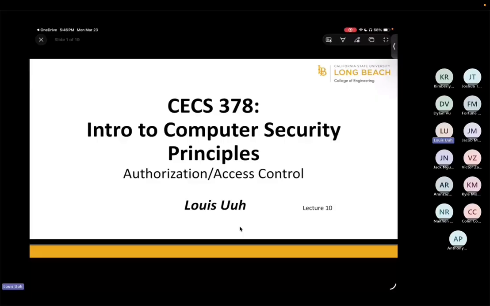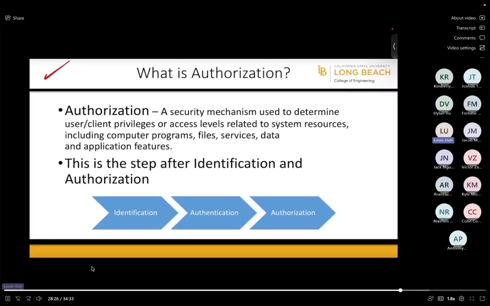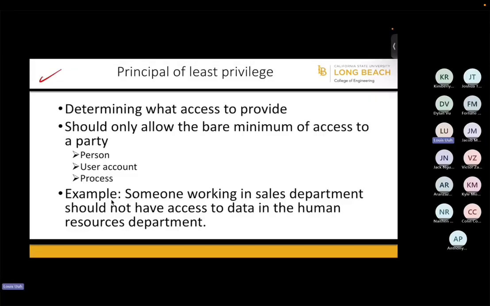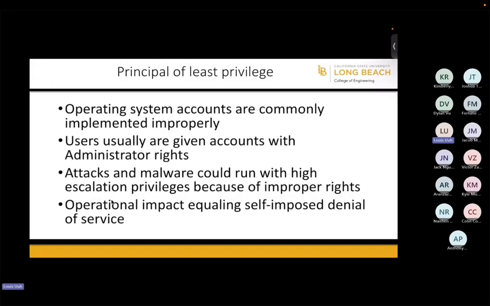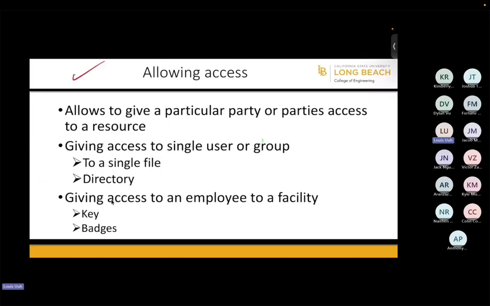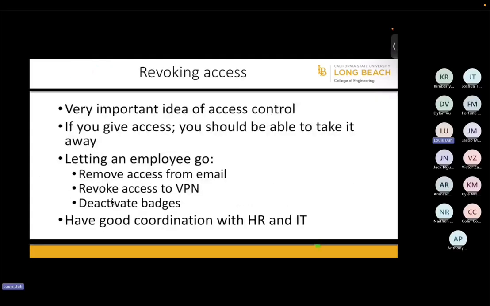Right, authorization and access control. So what is authorization? This will be in there for sure. The principle of least privilege, so make sure you understand what that is, right? And how does it get implemented. That will be in there. The four basic tasks of access control: allowing access, denying access, limiting access, revoking access, all of those will be in there.